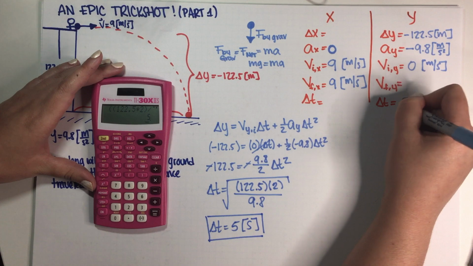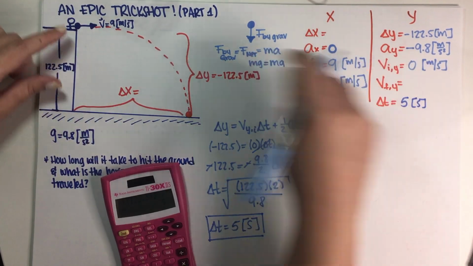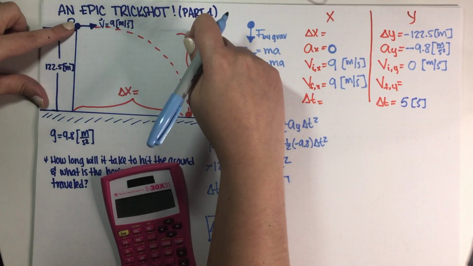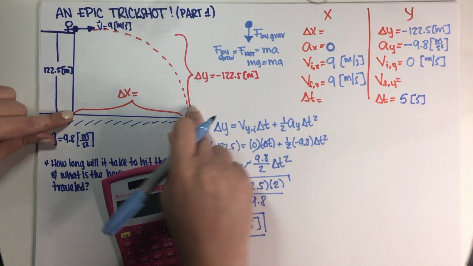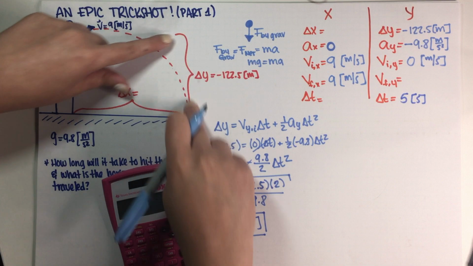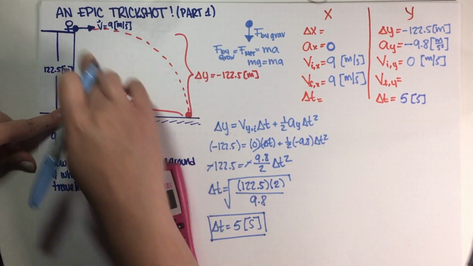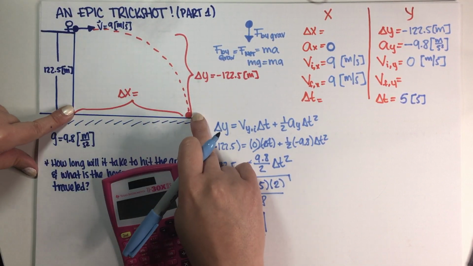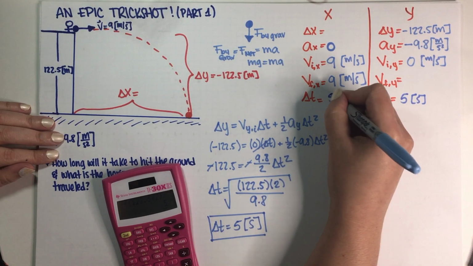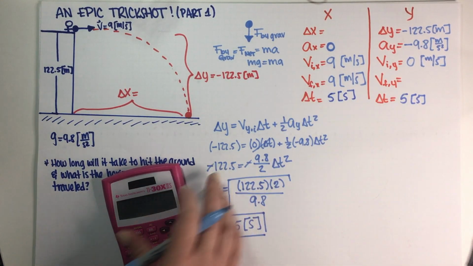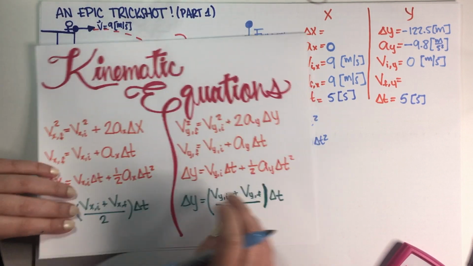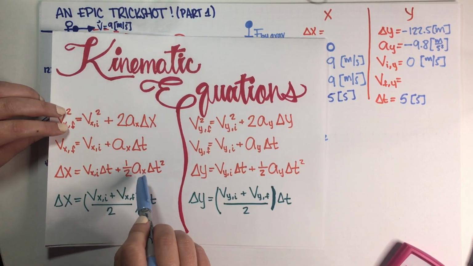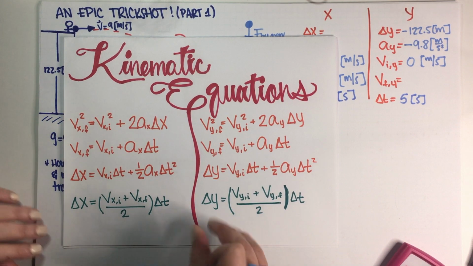So this is equal to 5 seconds, and because it took the ball 5 seconds to travel this vertical distance, that means it took it 5 seconds to travel this horizontal distance. So this is 5 seconds as well. Now that I have more information, I can go back and see if maybe that helps me figure out what delta x is, and the answer is going to be yes.